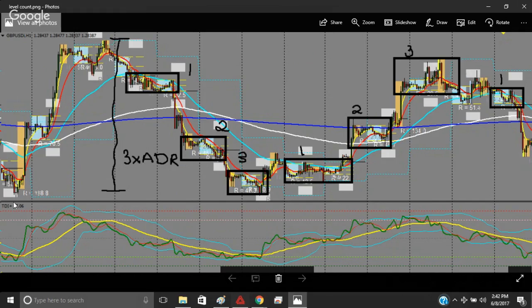Like you can see over here, this one only had 2 levels, 1, 2, but this is level 3 because it went 3 times the ADR, which you'll learn about the ADR later on. Okay, so this one right here was level 3, 1, 2, 3. Same thing the other extra 1, 2, 3. You're welcome to take a screenshot of this also. Okay.